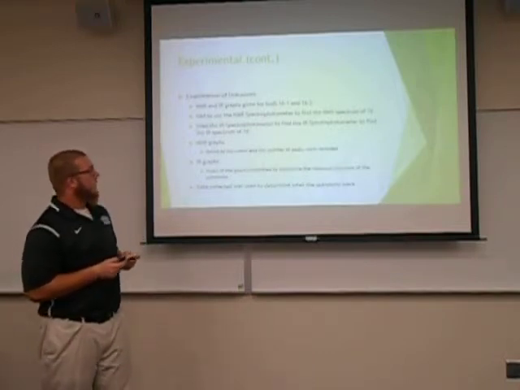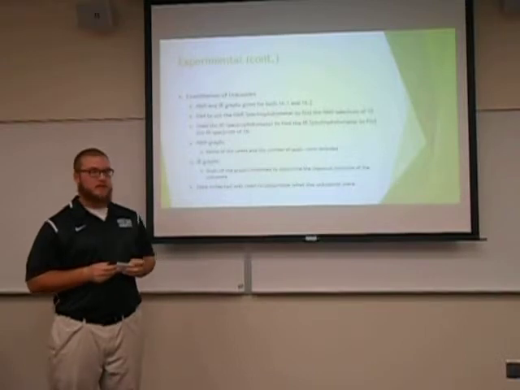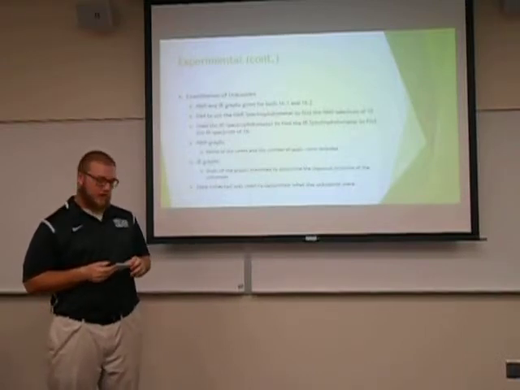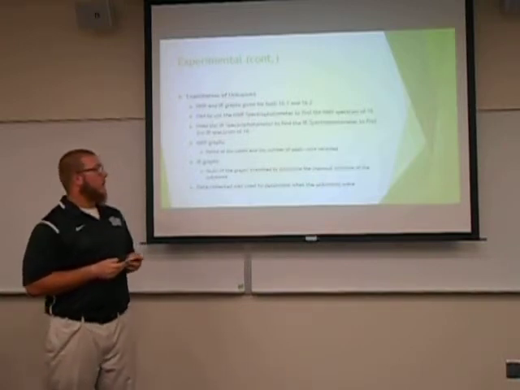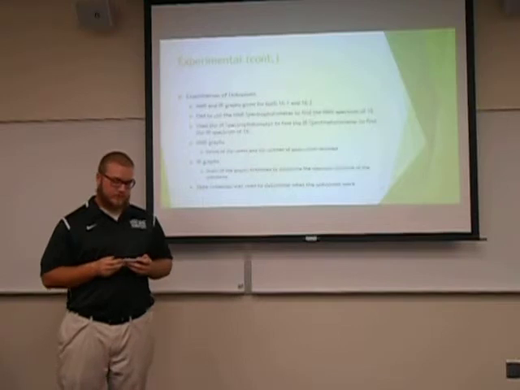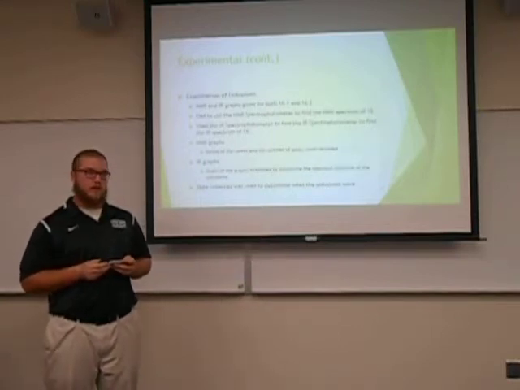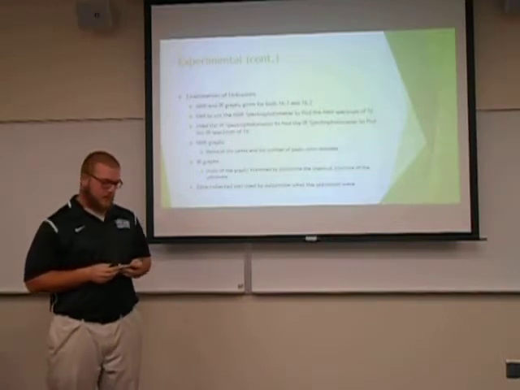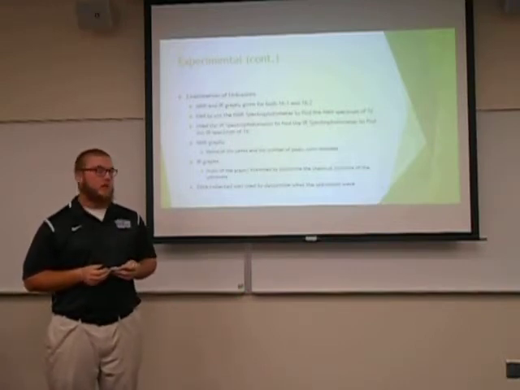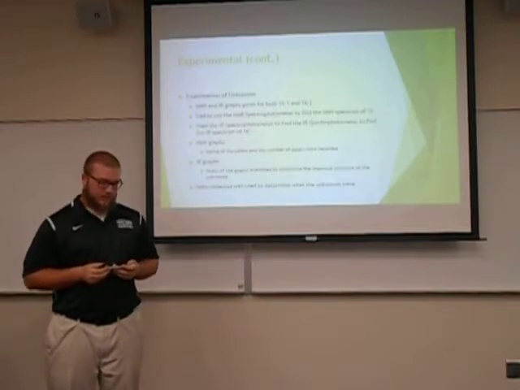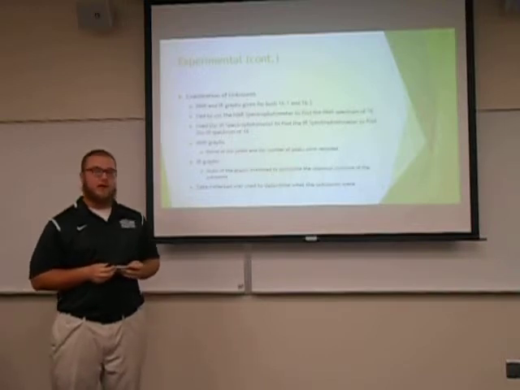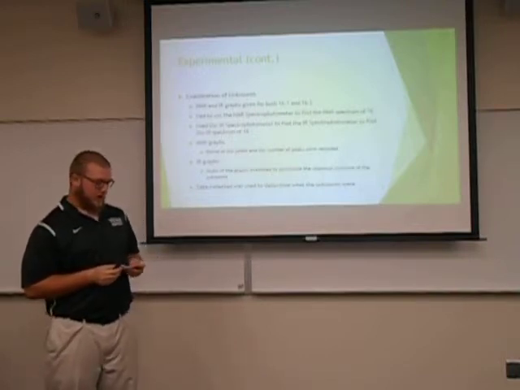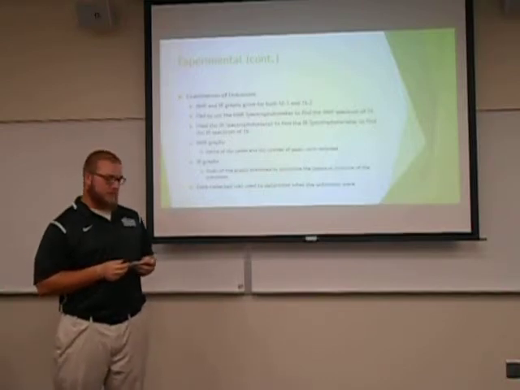And then the different unknowns were given, and we actually received the NMR and IR graphs for both. For me, it was 16.1 and 16.2. From there, the NMR spectrophotometer was used to find the NMR spectrum for my unknown number 16, and the same thing was done for the IR spectrum of 16. Then the ratio and the peaks for the NMR were recorded. And for the IR graph, the peaks were examined, and these were used to identify the chemical structure of the unknowns. Then all of the data was used finally to determine what the unknowns were.